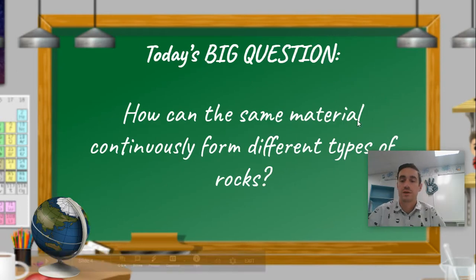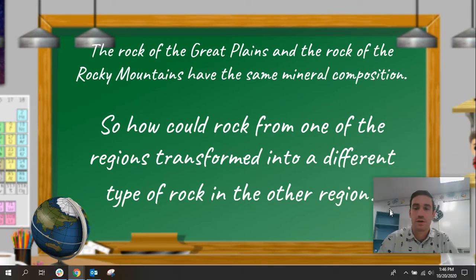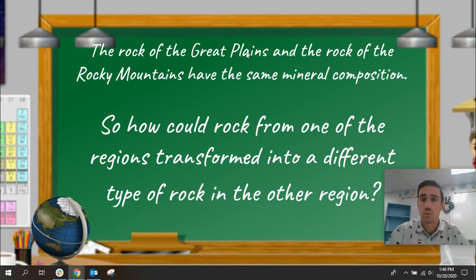So what we're looking at is our big question for our chapter. What we've learned so far is that the rock of the Great Plains and the rock of the Rocky Mountains have the same mineral composition. And we've also talked about how they could be different types of rock based on how they formed. We figured out that the Rocky Mountain rock is an igneous rock and that the Great Plains rock is sedimentary rock. So our question that we're trying to figure out is how could rock from one of the regions transform into a different type of rock in the other region?